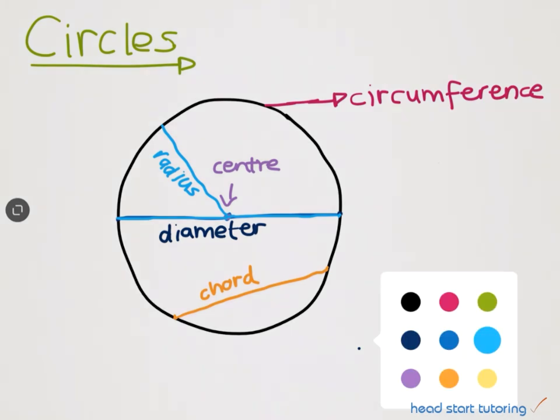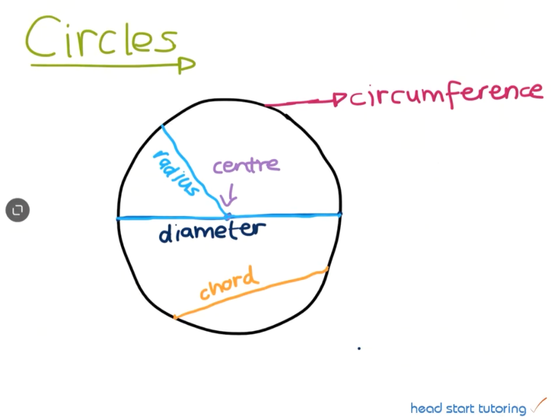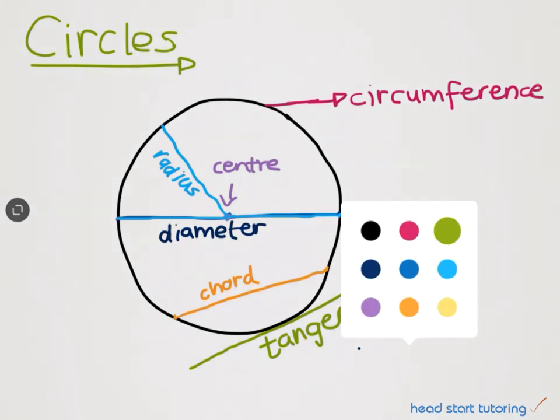Right, then we've got a line that just touches the outside of the circle, so it just touches the circumference of the circle, and that line is called a tangent. So the tangent is a line that doesn't enter the circle, so it doesn't cut through the circle's edge, but it just lies on the circle's edge. It doesn't actually cut through.